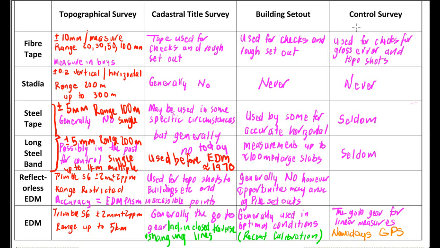There can be a few issues with making sure you have identified the correct target, and they are range restricted, some of them, although those ranges are now increasing. So generally the manufacturer will state the range is restricted. I know the one I have, I think, is restricted to about 300 meters, but there are extended range reflectorless EDMs now which are measuring up to and over a kilometre.